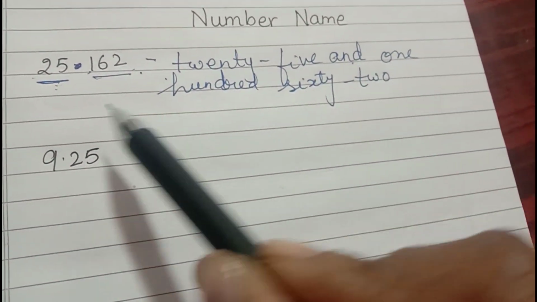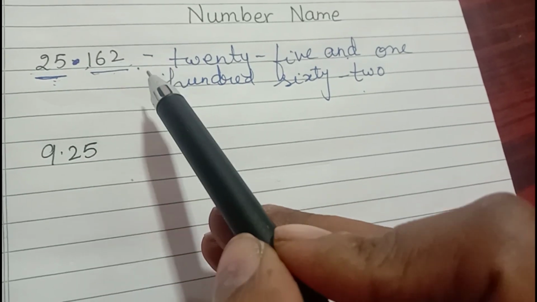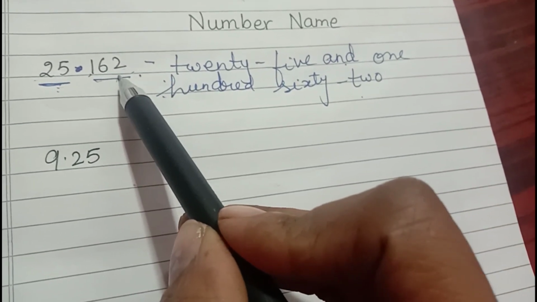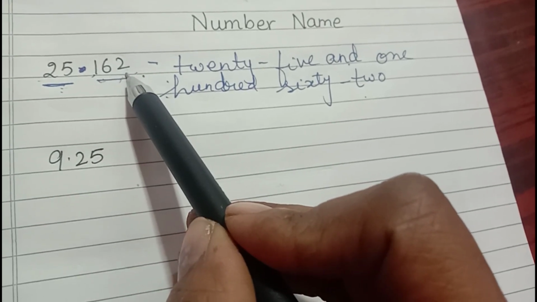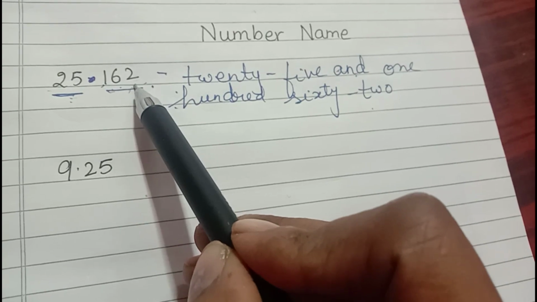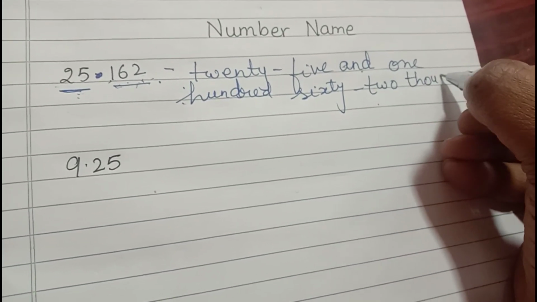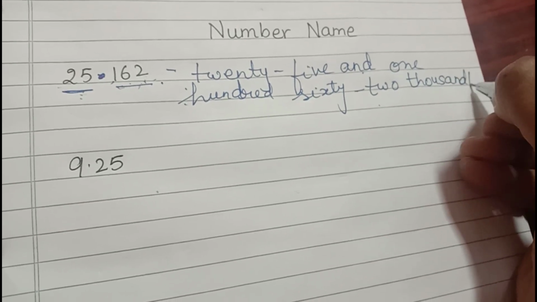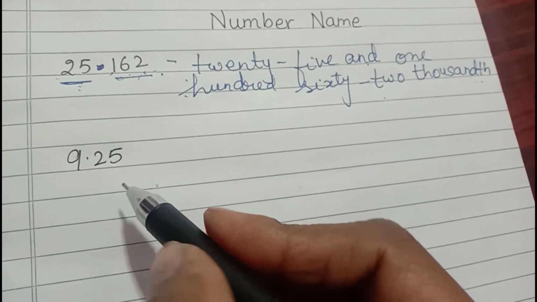So now how will I write the decimal part? Yes, I will write the place value of the last digit in the decimal part. Now my last digit is 2. It is at which place? Tenths, hundredths, thousandths. So I will write the place value of that, thousandths. But here we will not write S. In the number name we do not add S, okay?